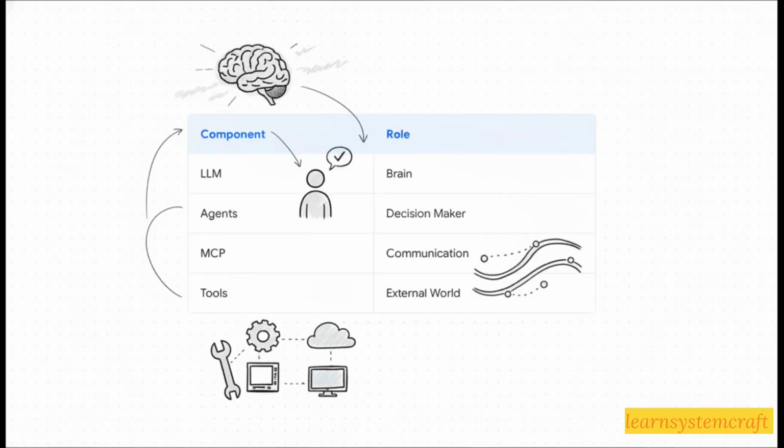Let's zoom out and look at the bigger AI ecosystem. Let's map out how all these pieces fit together. You have the LLM, that's the brain. You have agents, they are the decision makers. You have MCP, the communication system. And finally, you have tools, the external world. To put it simply, LLMs think, agents act, and MCP connects.